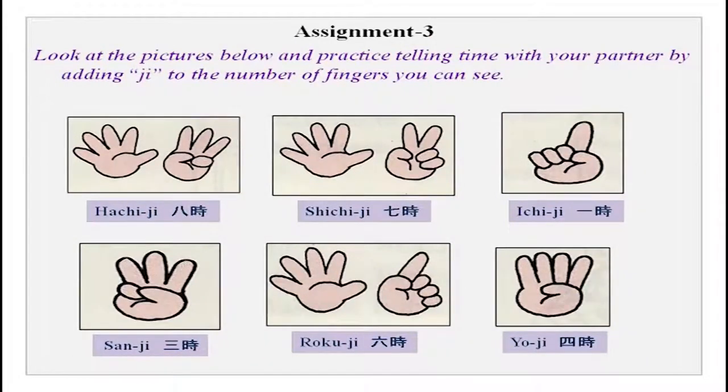Now this is another assignment which I had given you. Well, you can see on your screens these small pictures with hands and you can count the number of fingers there, and with that you can add ji and tell time. Now this exercise was basically for you to write in Japanese, for you to write in kanji characters. So it's written in Roman also and it's written in the character as well. So you can count the number of fingers over here and you can tell time by adding the counter ji for time. I hope you all did it at home and now you are comfortable with time.